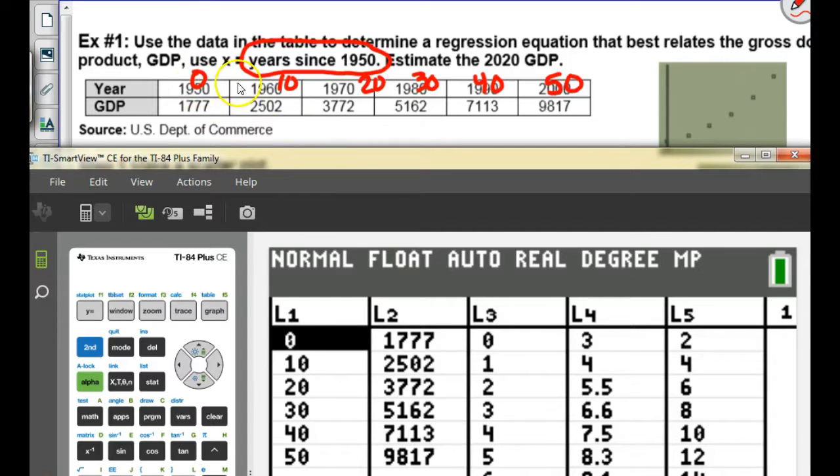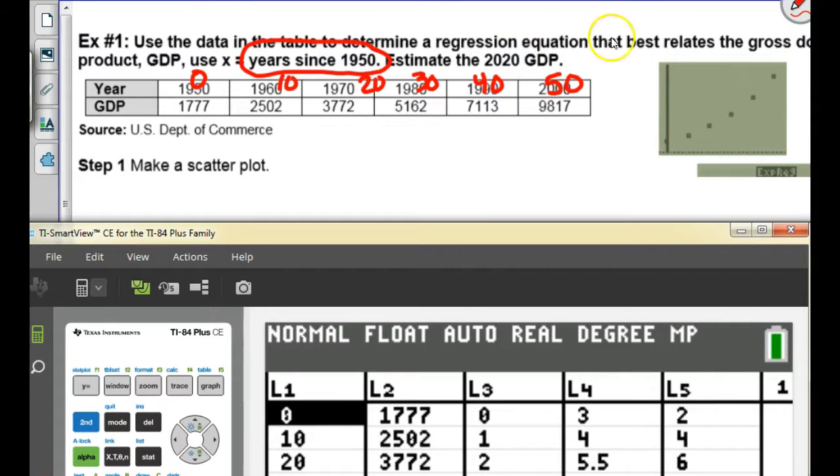All right. Everybody have 0 through 50, and then these crazy numbers. Proofread your list real fast. 1777, 2502, 3772, 5162, 7113, 9817. Are we good? All right.